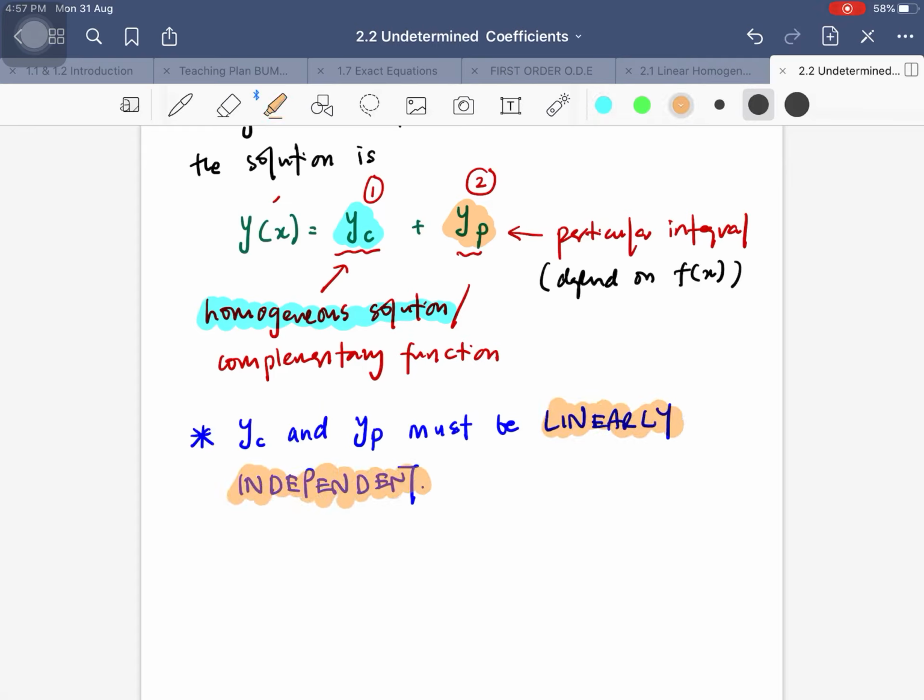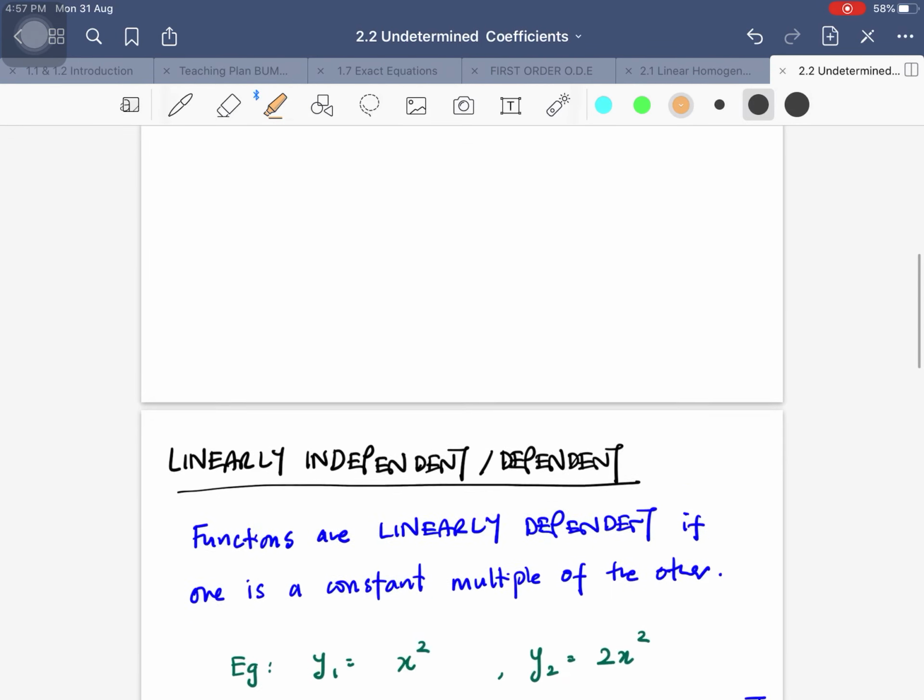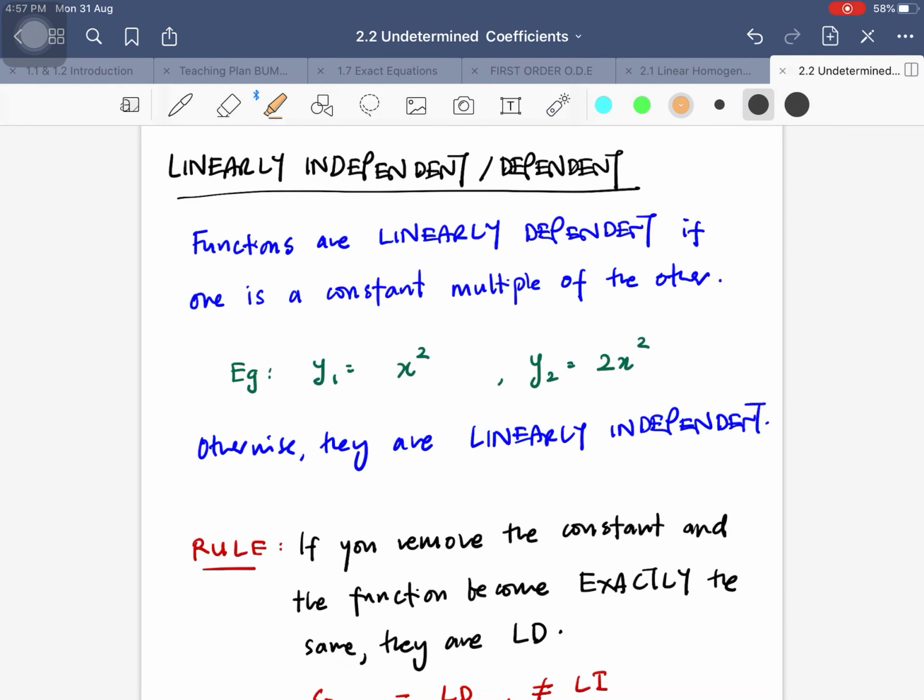I'm pretty sure that you're not familiar with this term. So before we proceed, first of all, I'm going to explain what it means to be linearly independent, or the opposite, linearly dependent. Please be clear with the idea. The condition is that yc and yp must be linearly independent. Now let's have a look at the definition.